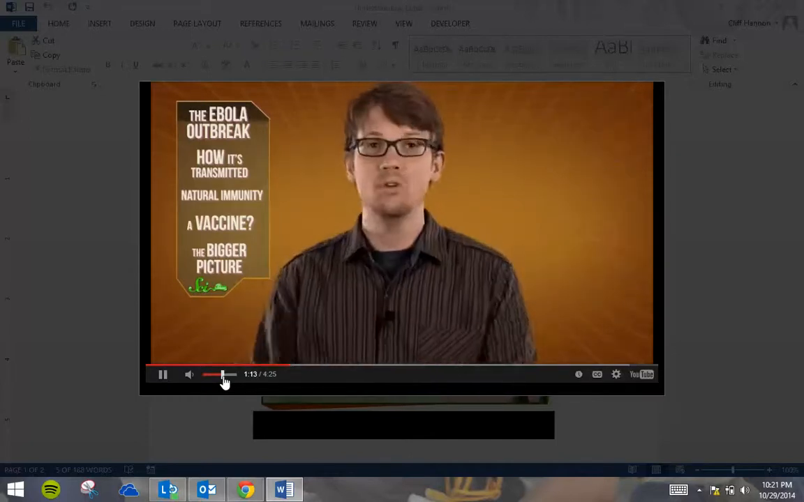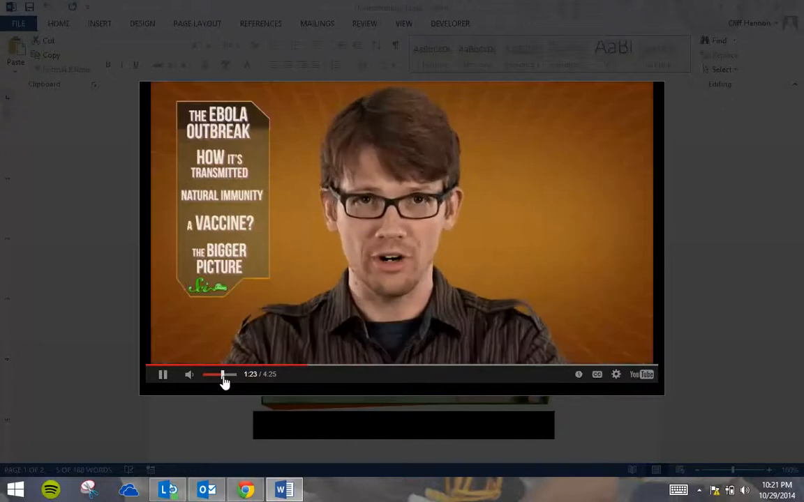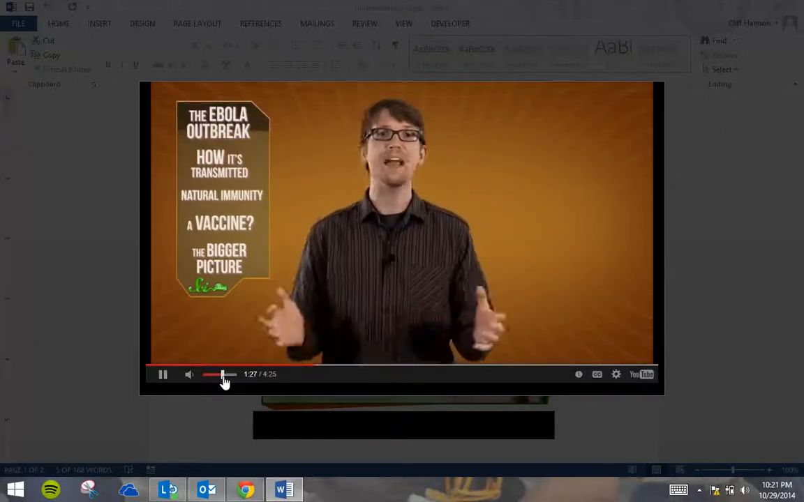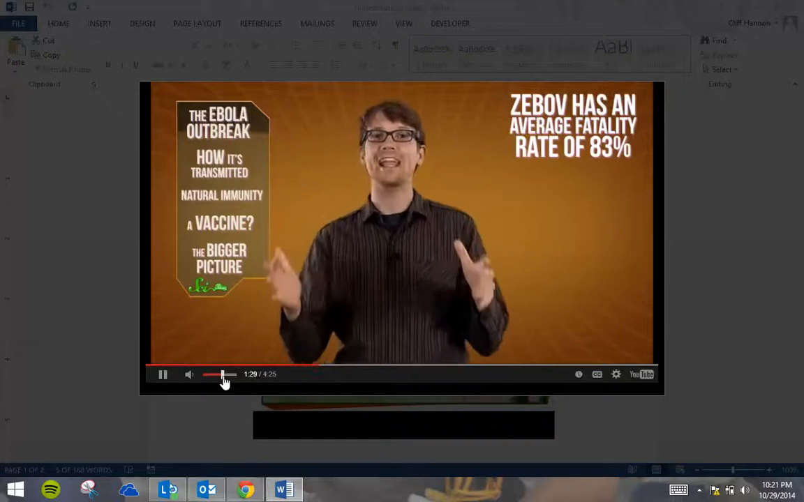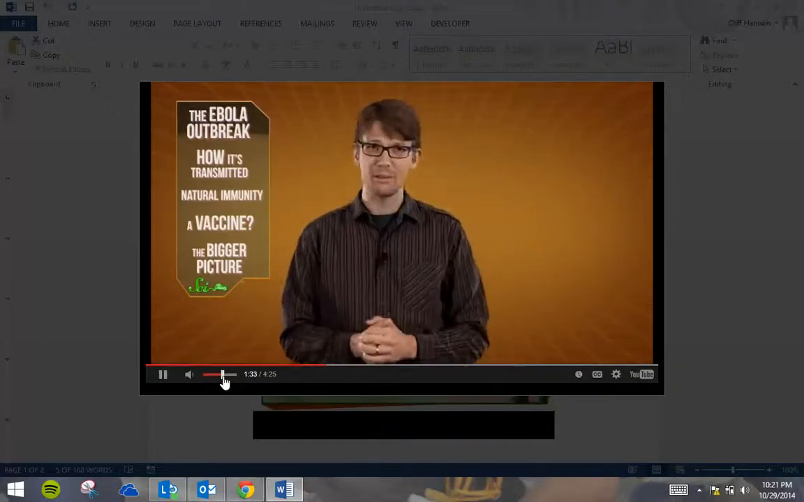And the virus has moved into some of West Africa's major population centers, including countries like Guinea, Liberia, Sierra Leone, and possibly the Nigerian capital of Lagos. So, it's newsworthy for sure, and for plenty of reasons. According to the World Health Organization, ZEBOV has an average fatality rate of 83%, but in some outbreaks it has killed more than 90% of the people it infected.